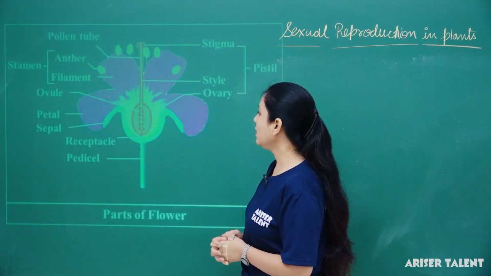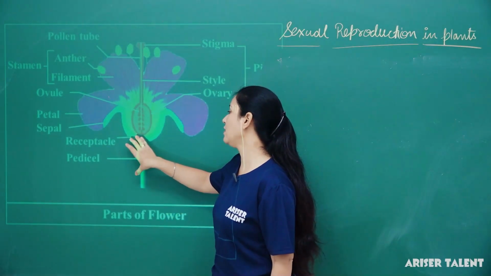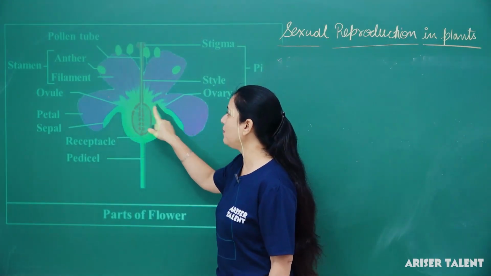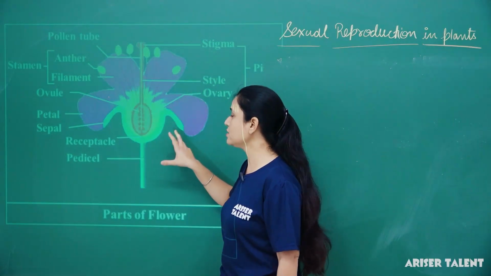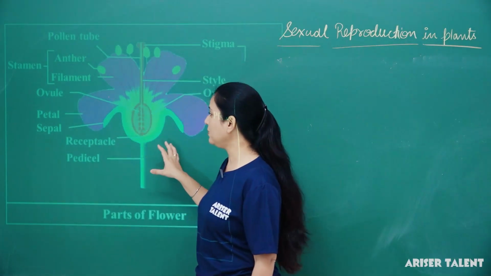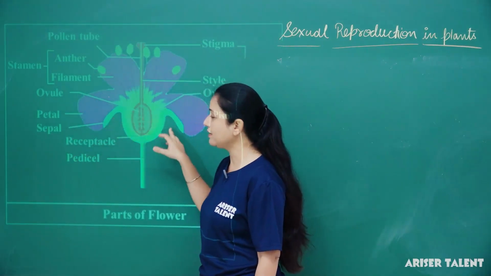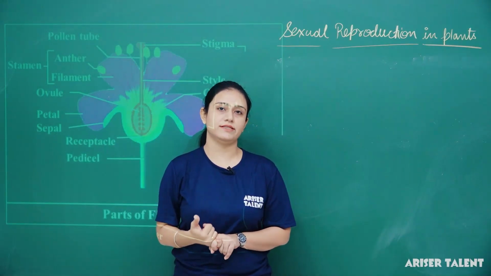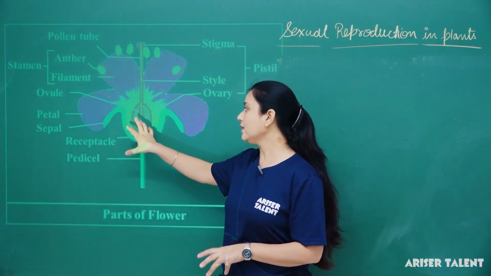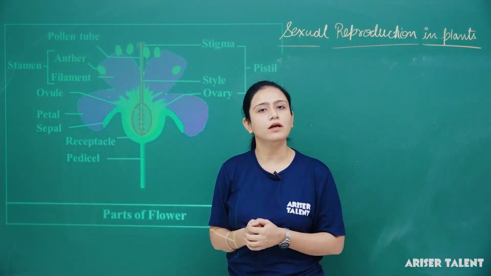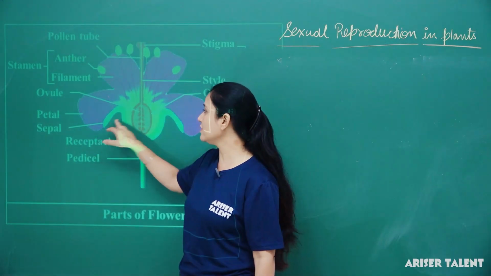What are they? Here we can see this part of the flower is known as thalamus. Okay, and then this green part of the flower is known as calyx. Fine. Generally calyx has sepals, which are green in color. Now what is the function of sepals? These sepals protect the flowering bud before it opens.